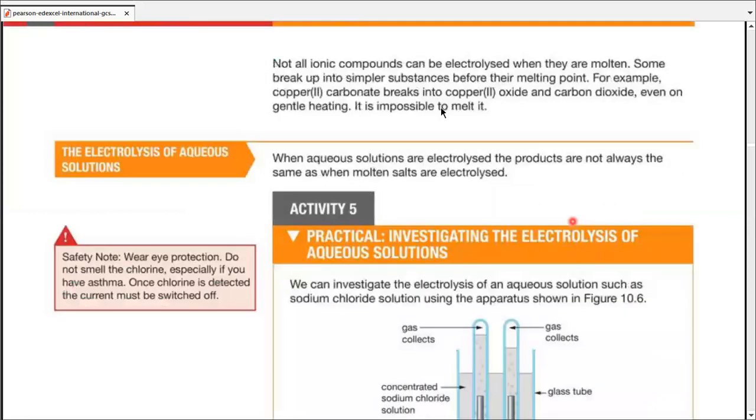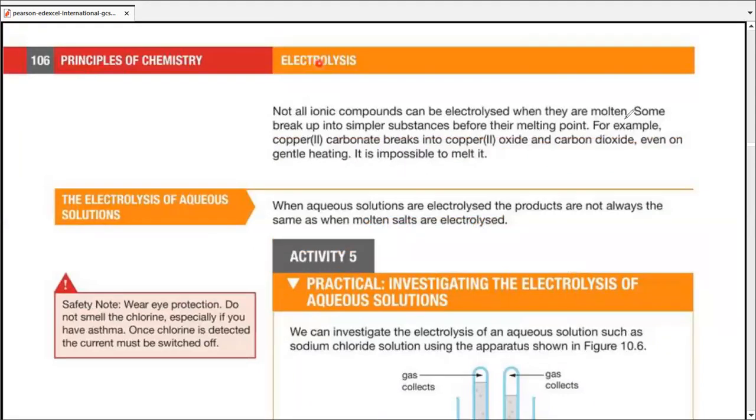Not all ionic compounds can be electrolyzed when they are molten. Some break up into simpler substances even before the melting point. For example, copper carbonate breaks into copper oxide and carbon dioxide even upon gentle heating. For example, this happens. So it's almost impossible to melt copper carbonate because it decomposes even before melting.